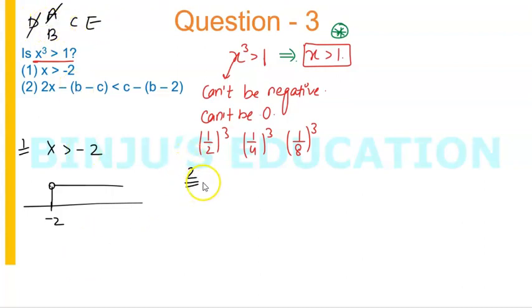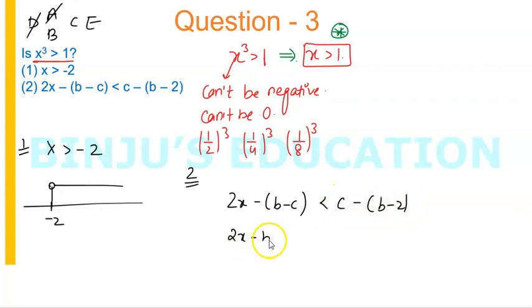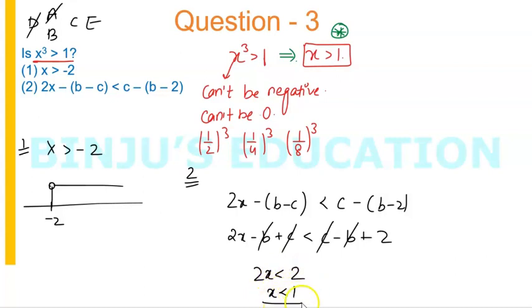Second statement: 2x minus (B minus C) is less than C minus B plus 2. So 2x minus B plus C is less than C minus B plus 2. I can subtract C on both sides, then add B on both sides, everything is going to get cancelled, and you will have 2x is less than 2, which means x is less than 1. From the second statement, we are getting x is less than 1.